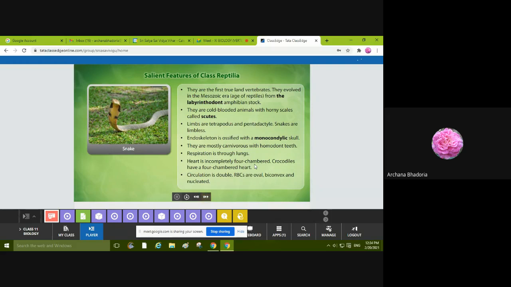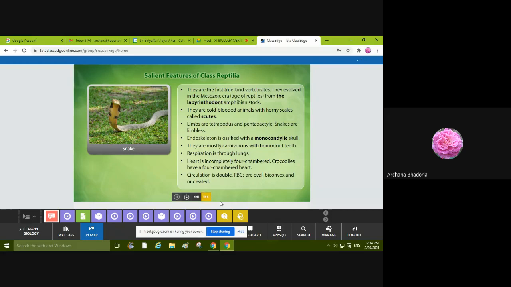Now further you can see the heart is evolving. Two chambers in pisces, three chambers in amphibians. Now the partitioning is further progressing in the ventricles also, but it is not complete. So the heart is incompletely four-chambered, but the crocodiles have a four-chambered heart. Now circulation, that is the double circulation we see.